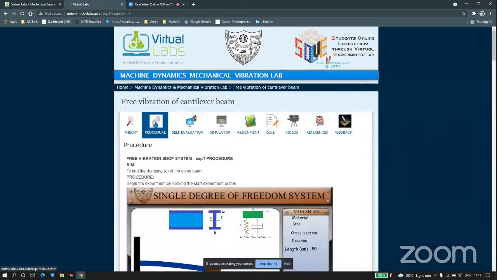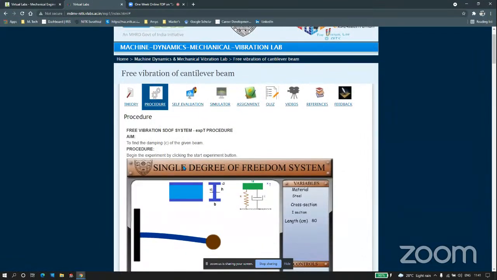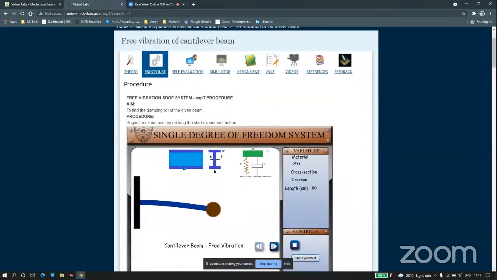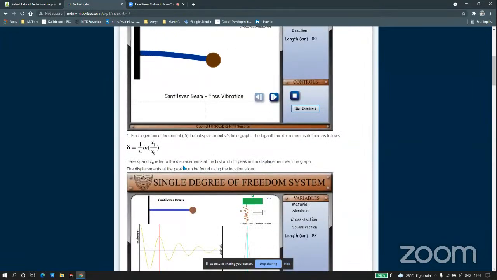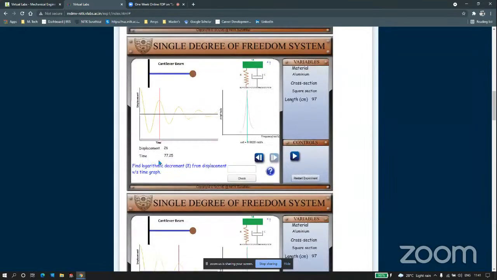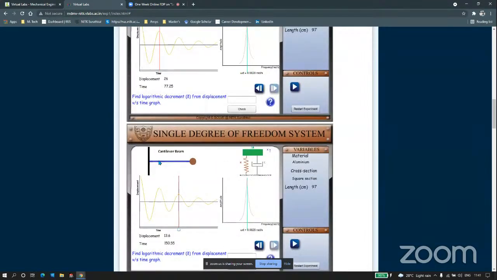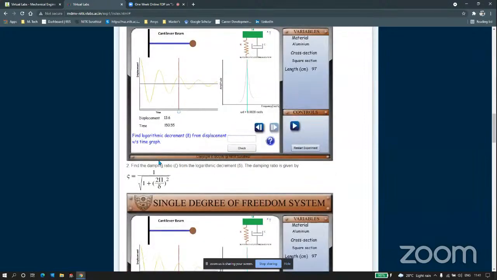The second tab is procedure. This explains how to conduct the experiment, that is, how to run the simulation. It has formulas to find out the various parameters. Here you will get the detailed procedure to conduct the experiment.